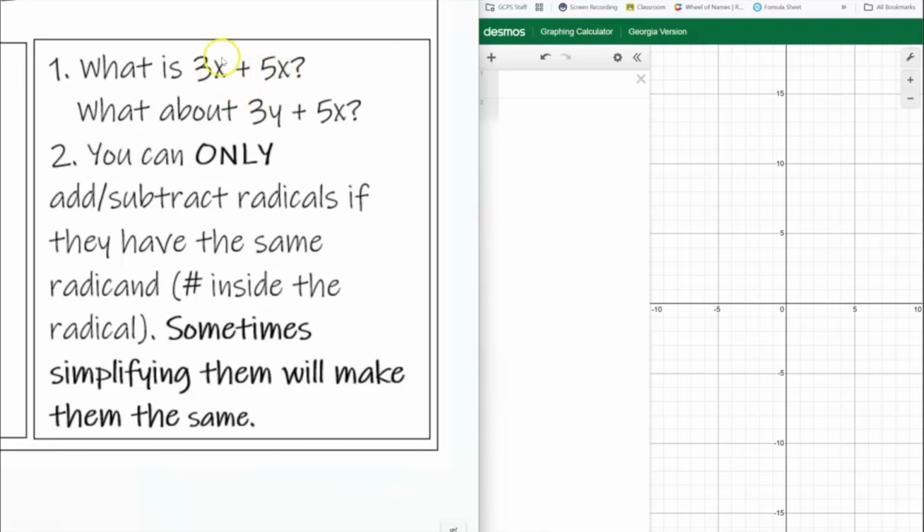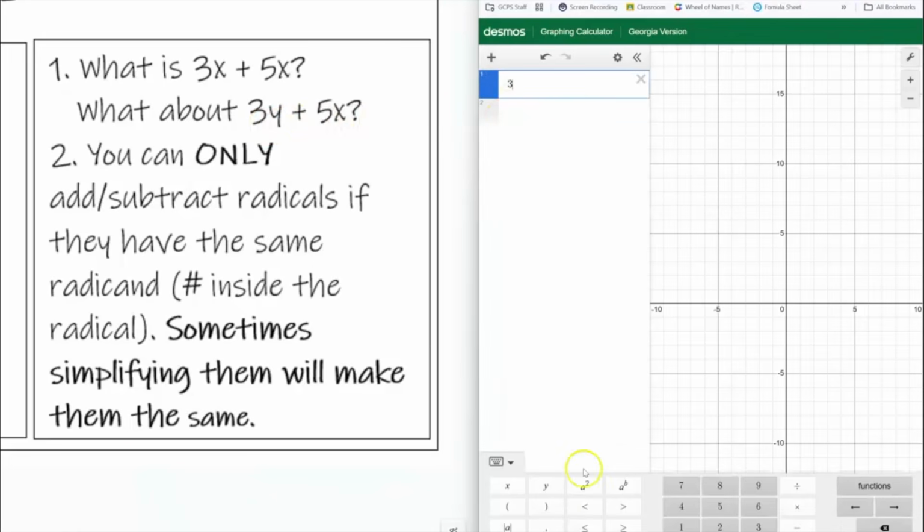So for example, if I had 3 apples plus 5 apples, I could say I have 8 apples, but I cannot add or subtract things that don't look alike. So for example, if I said 3 apples plus 5 oranges, I can't say I have 8 apple oranges, right? That doesn't make sense. I still say that I have 3 apples and I also have 5 oranges. So just remember, you can only combine things that look alike. Things that are different, you write them just like it is. And it's the same thing for radicals.